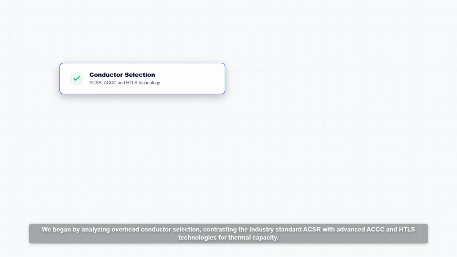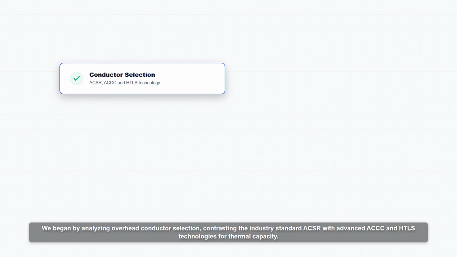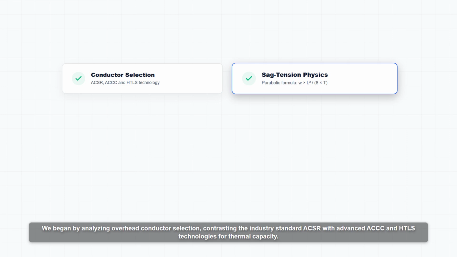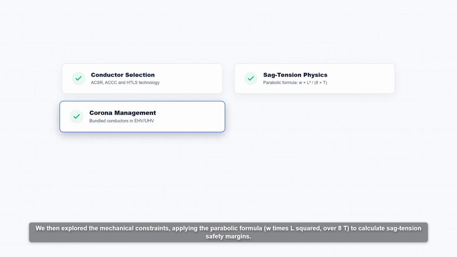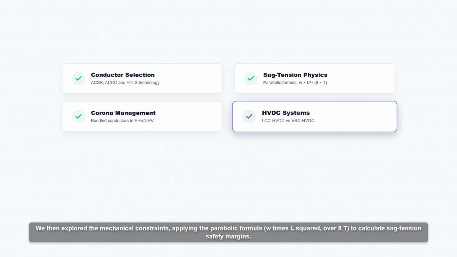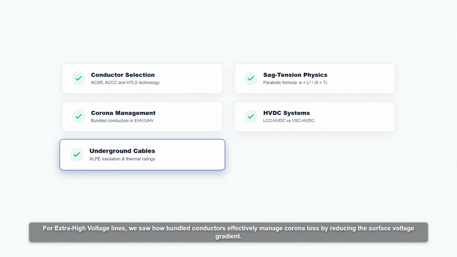We've now covered the full spectrum of transmission physics and reactive power control, completing the core objectives of this technical module. We began by analyzing overhead conductor selection, contrasting the industry standard ACSR with advanced ACCC and HTLS technologies for thermal capacity. We then explored the mechanical constraints, applying the parabolic formula W times L squared over 8T to calculate sag tension safety margins.